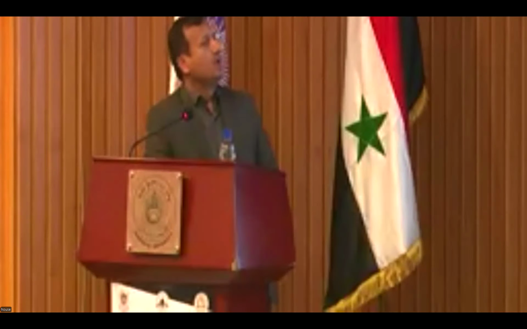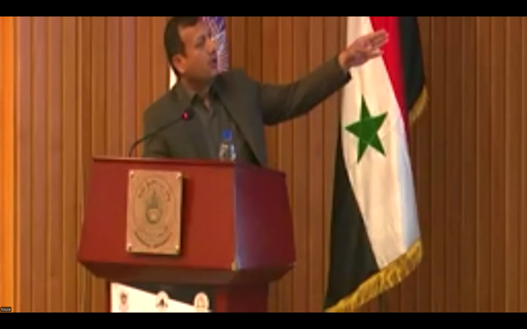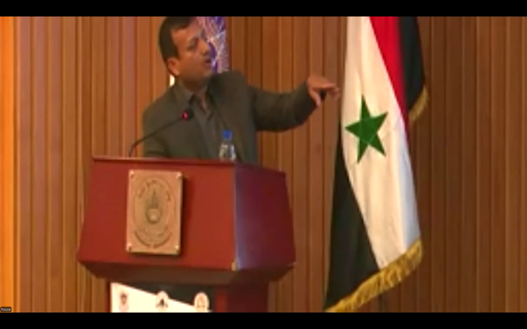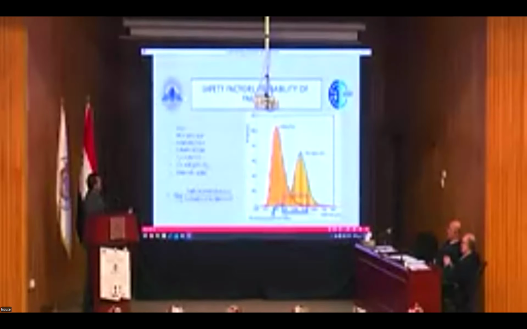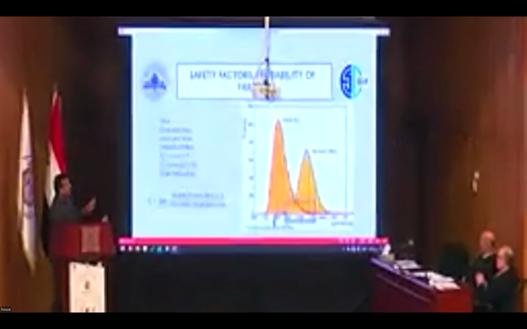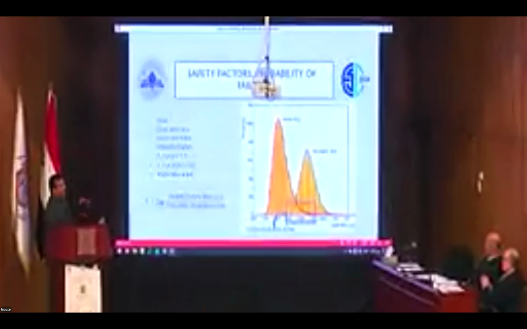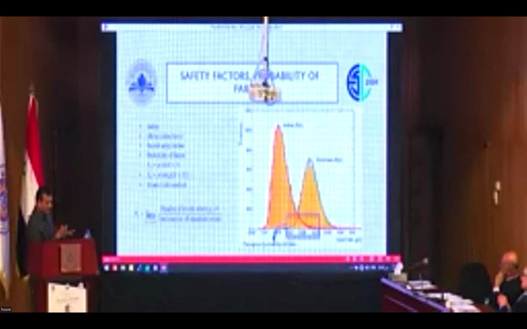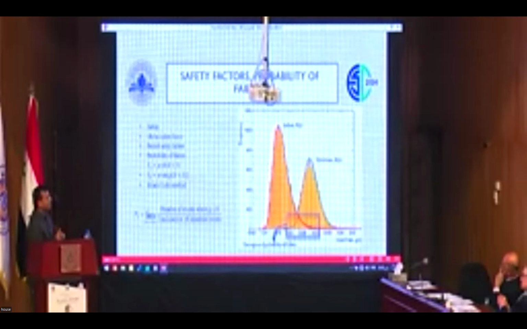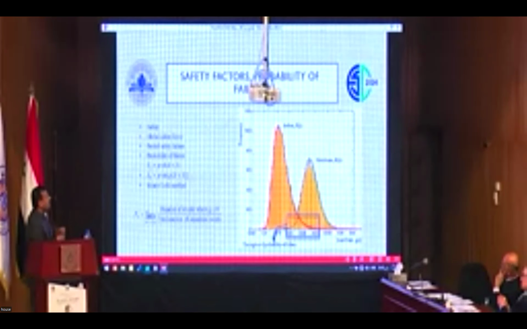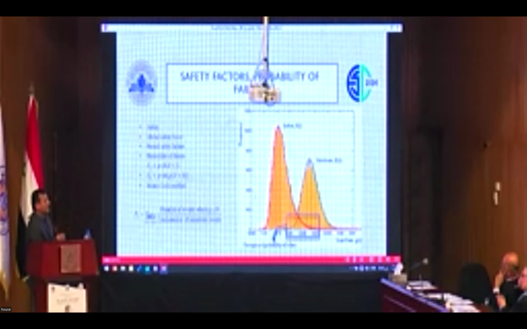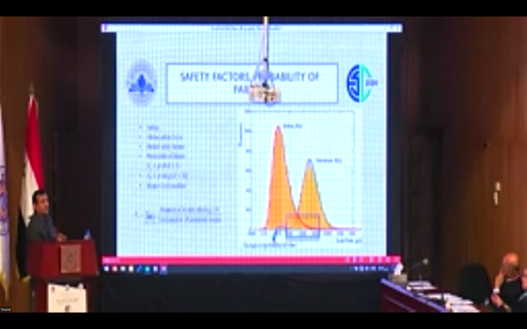Okay, in my presentation I call the resistance part R and the action part S. Normally resistance is greater than action. But what happens when resistance is smaller than action? Failure occurs. We measure these failures in a probabilistic manner and calculate the reliability of a designed structure.